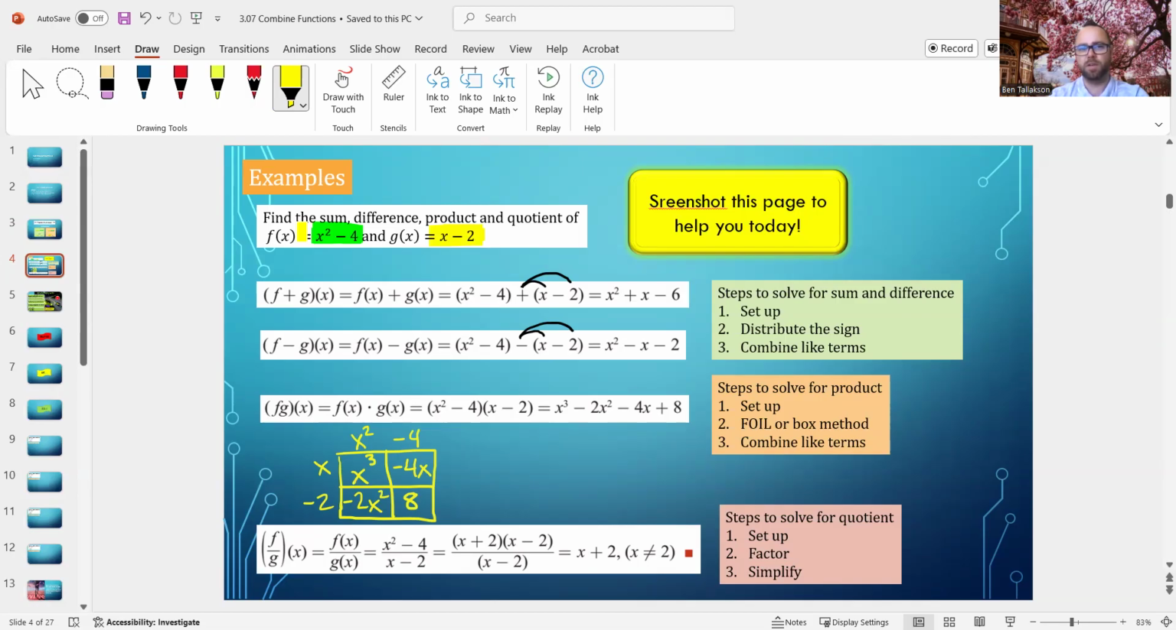For f times g of x, same thing. Write it out. f of x times g of x. And what do we do? Well, we have two binomials. How do we multiply two binomials? The box method or FOIL, but I prefer box method. Two terms times two terms, so two columns and two rows. Then we multiply what's on the outside to get what's on the inside, right? And then we get all these four terms and combine like terms if possible. Well, here there are no like terms, so we just write out all four, and that is our combined function.